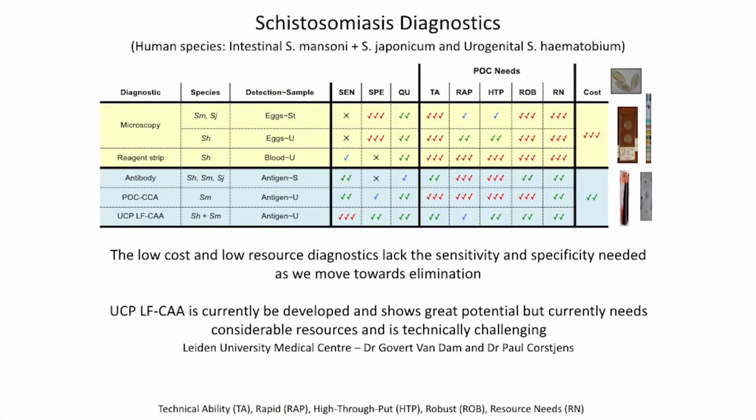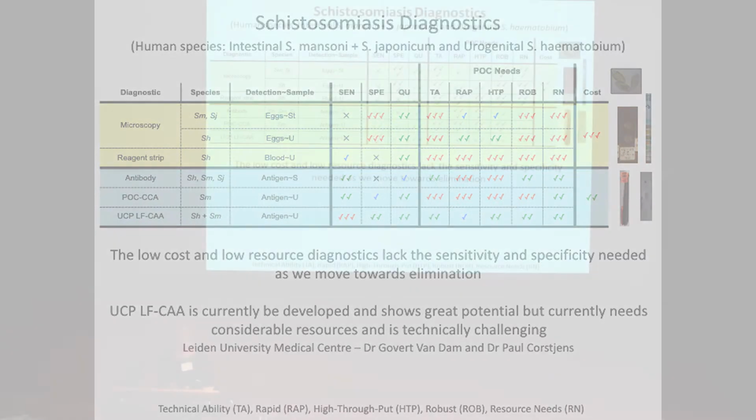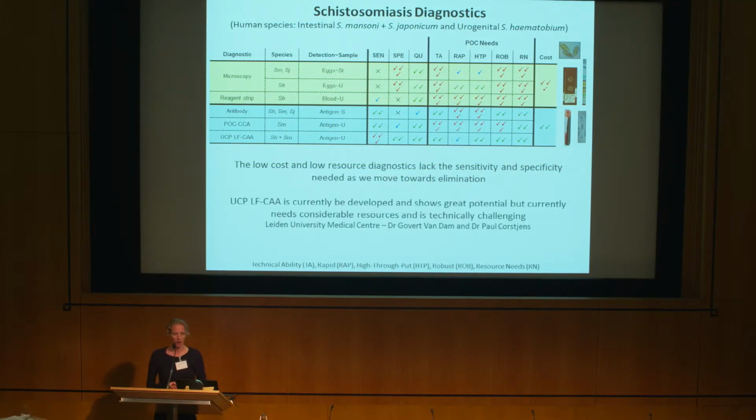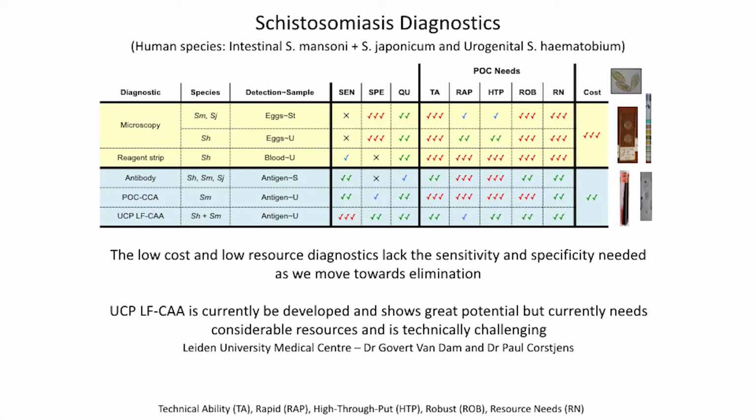And it's really the low cost and low resource diagnostics that are available that start to lose the sensitivity and specificity that is needed when we actually move towards this elimination setting. The most promising diagnostic probably coming through at the moment is known as the lateral flow CAA test, developed by Leiden University Medical Center by Govert van Dam and Paul Corstjens.